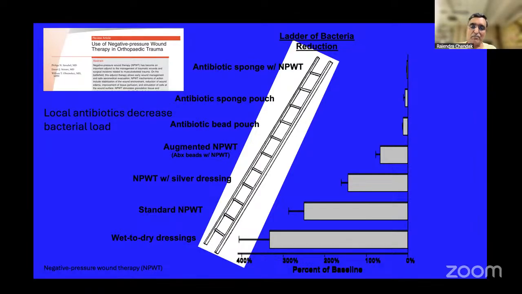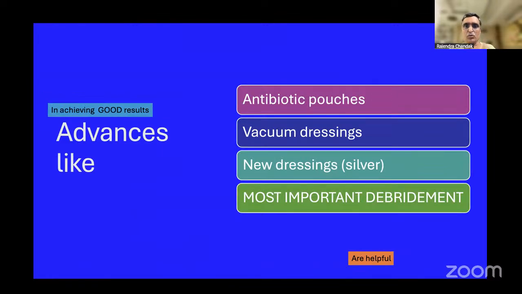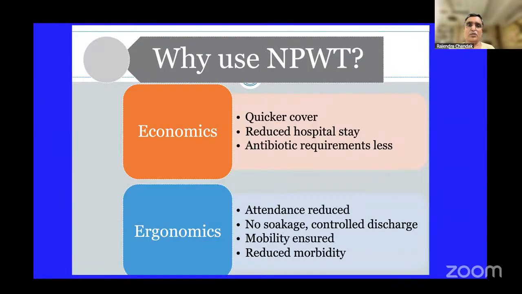These sponges are very special with silver elution. So we get the highest control with this. Now this is our endeavor, to go on decreasing the bacterial load and giving more antibiotic elution. This, in a nutshell, is the answer to an acute infection. So the advances like antibiotic pouches, vacuum dressing, and silver impregnated dressing help, but the most important thing remains debridement, thorough wash and lavage. In acute infection after nailing, if you are able to do it on day 5 or day 6, the most important thing would be a good lavage and debridement of all necrotic tissue.